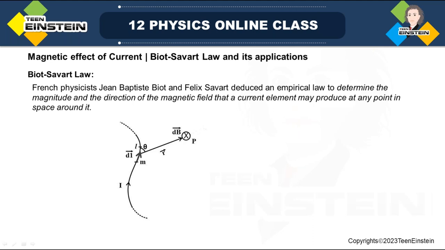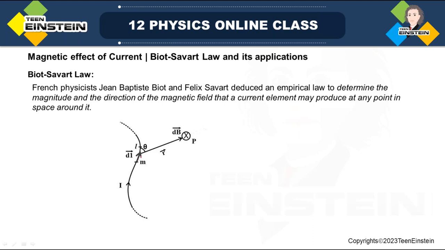is saying that, suppose there is a current conductor. This is infinitely long, that's why dashed line. So it is an infinitely long current conductor, and it has arbitrary shape. Okay, so we just consider an element of this current conductor, that is dl, of length dl.